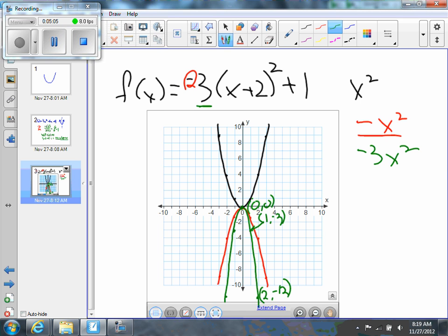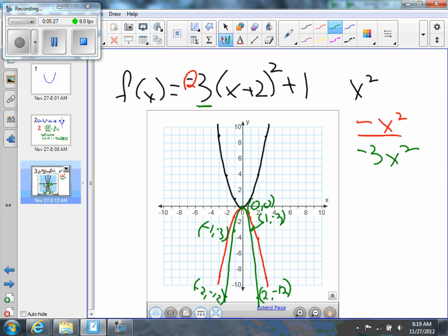Are we okay with that? So all I'm doing is taking my y value after this red transformation, and multiplying every y value by 3. So I'll put those points on the other side here too. This would be -1, -3, and this one down here is going to be -2, -12.